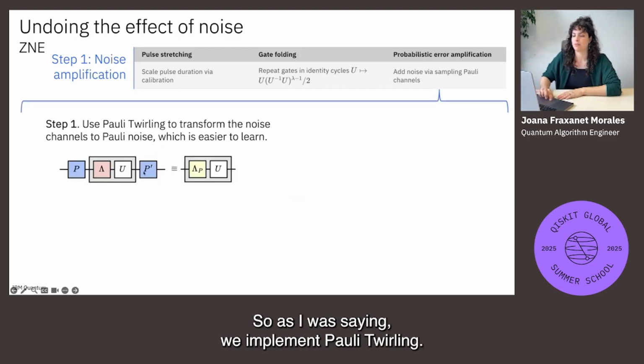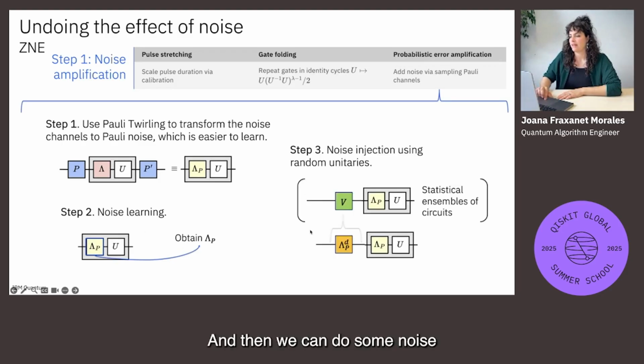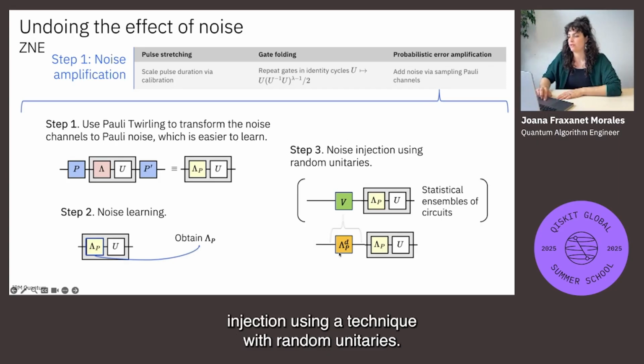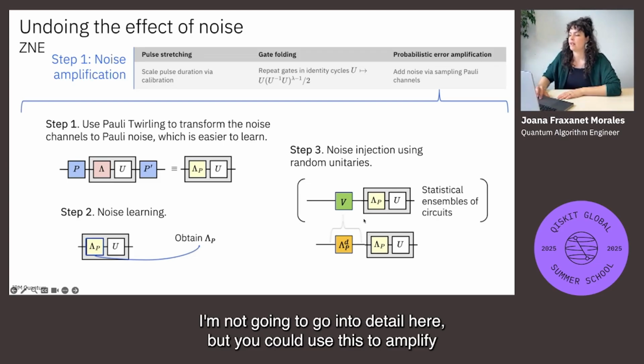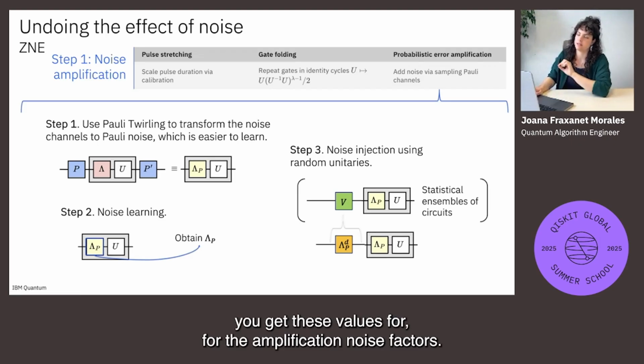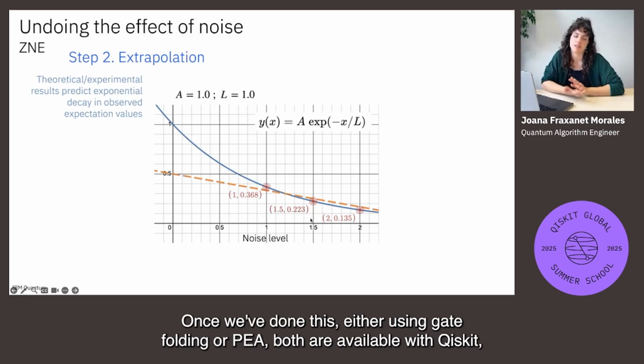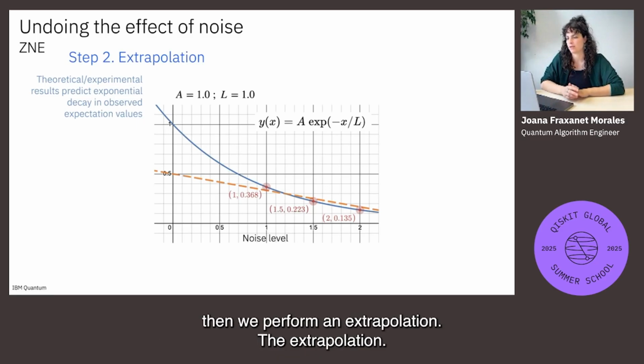So as I was saying, we implement Pauli twirling. We get the lambda p using noise learning. And then we can do some noise injection using a technique with random unitaries. I'm not going to go into detail here, but you could use this to amplify the noise of your device by a certain factor. And in this way, you get these values for the noise amplification factors. Once we've done this, either using gate folding or PEA, both are available with Qiskit, then we perform an extrapolation.